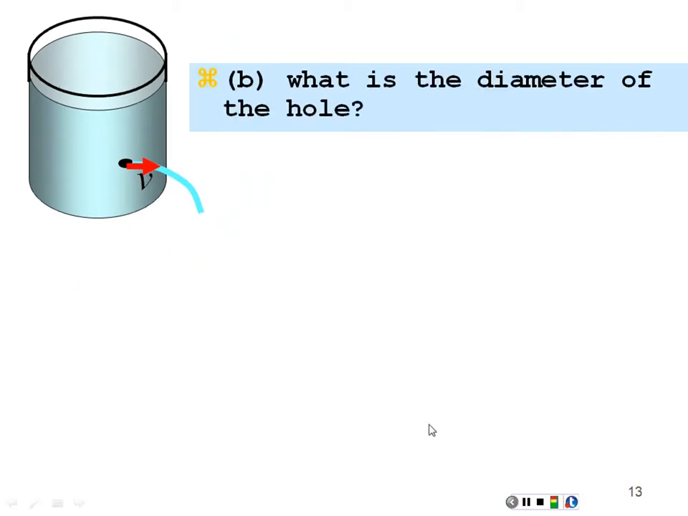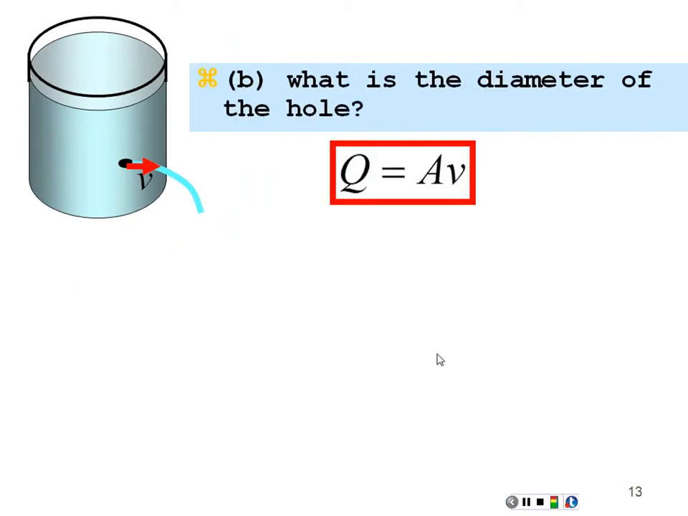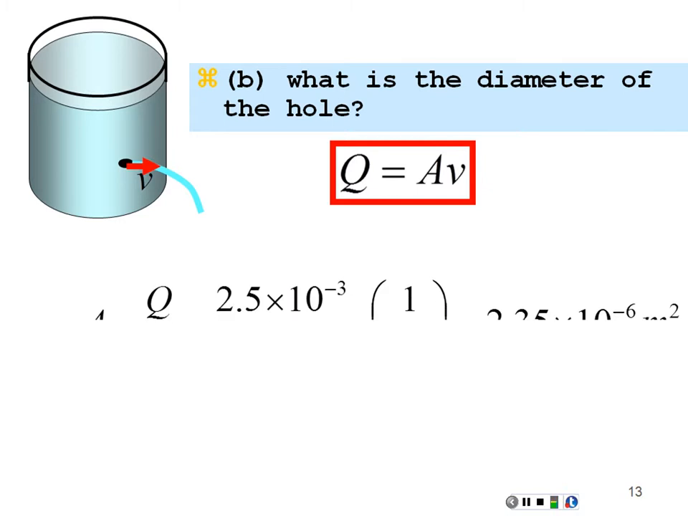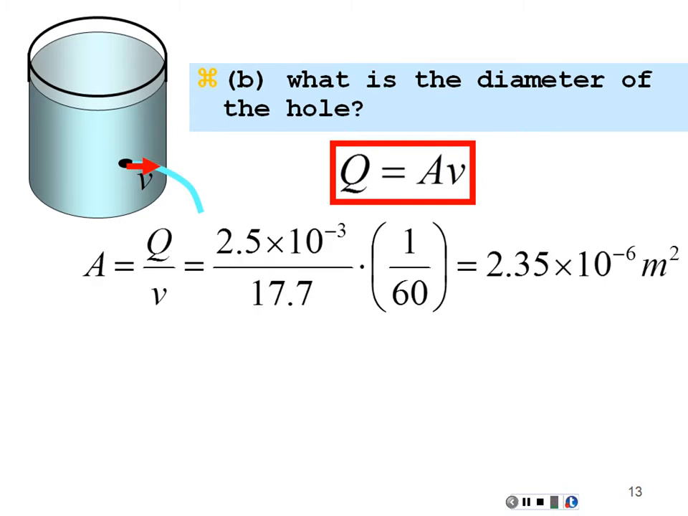What's the diameter of the hole? Well, we know that the flow rate should be equal to the area of the hole times its velocity. And we just found the velocity. And we know Q, so we can find the area of this hole. Q is 2.5 times 10 minus 3 cubic meters per minute. We'll divide that by 60 to make that per second. Divide by the velocity, 17.7 meters per second. And we have that the area of the hole is 2.35 times 10 to the minus 6 square meters.